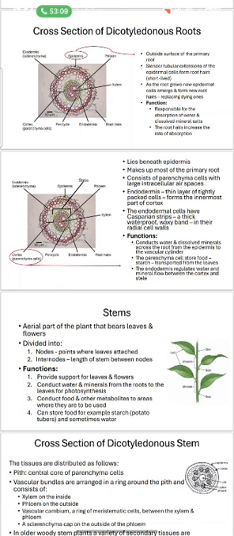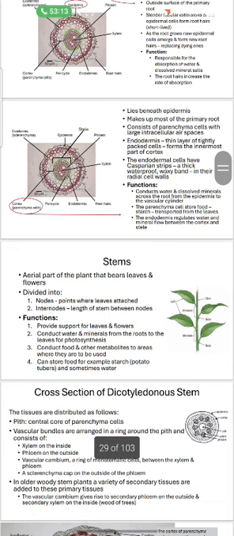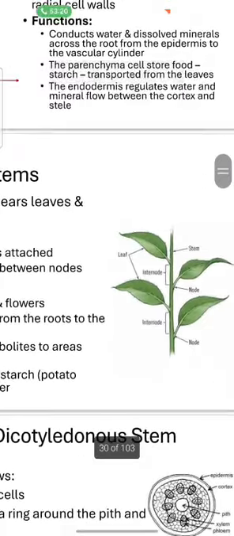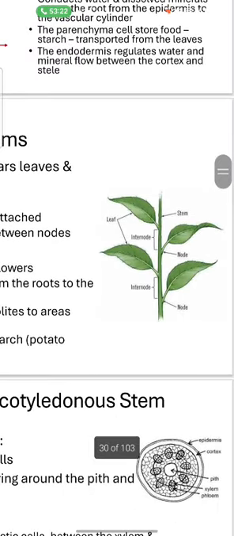I think we need to look at the label for this one. So those are the leaves. In between each leaf is the internode, and where every leaf starts is just the node. The entire thing is the stem.